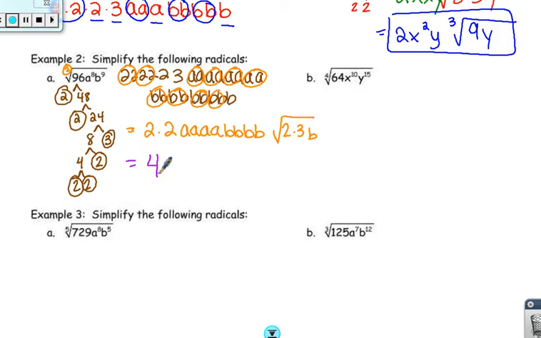So on the outside, 2 times 2 is 4. If there was 4 groups of A's, you have A to the 4th. 4 groups of B makes B to the 4th. The square root of 2 times 3 is 6B.